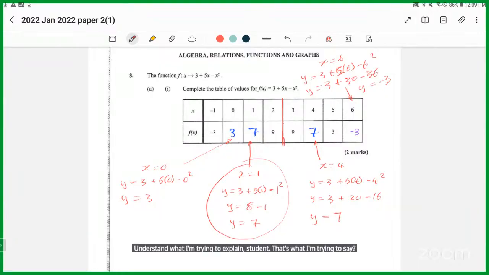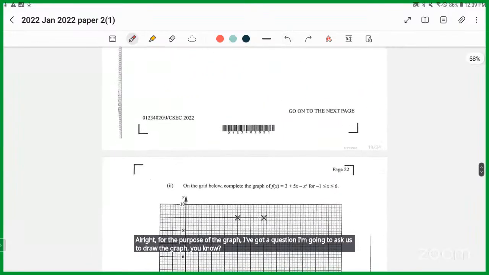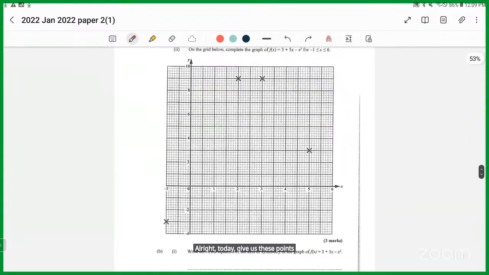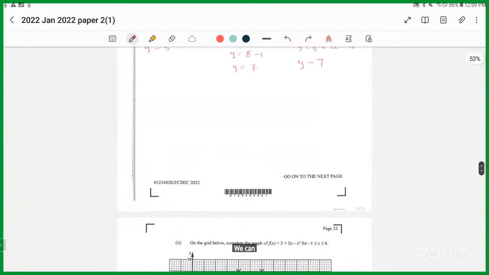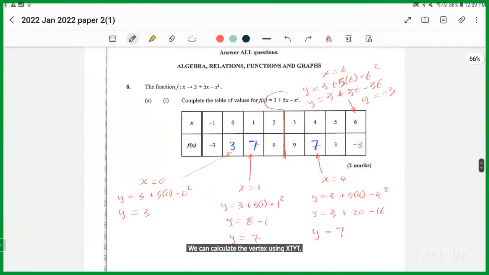Alright. But for the purpose of the graph, the question is going to ask us to draw the graph. See there? It gives us these points on the graph, but the point that is missing is a vertex. And you must know that the function has a vertex. We can calculate the vertex using xt, yt, using the a, the b, and the c from that.